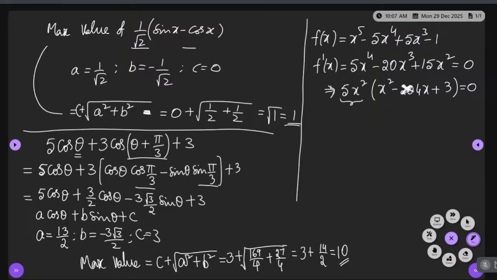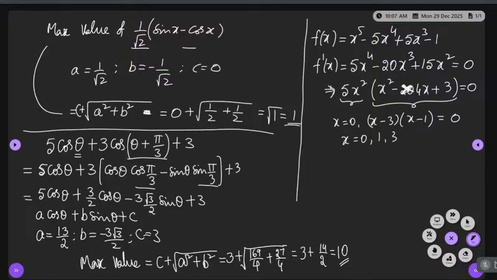So here x may be 0 and this may be 0. For this one, x minus 3 into x minus 1 equal to 0. X equals 0, 1, 3. All these are stationary points. At these you may get either maxima or minima.